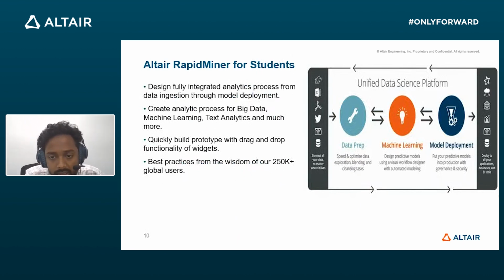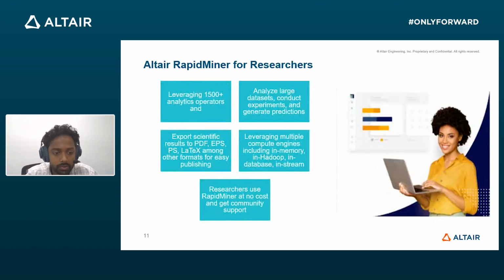So for students, as I already mentioned, the entire data science lifecycle could be built in RapidMiner. You can do data preparation, you can do machine learning, you can do model deployment. All three major steps could be done in RapidMiner. So you can really quickly build prototypes. Even if you're a student from a non-computer science or IT domain, you can still make use of Altair RapidMiner to really make sense of data. There are various kinds of data, be it text data, be it computer vision. You can build models based on structured, unstructured, different kinds of data. You can work with Altair RapidMiner.